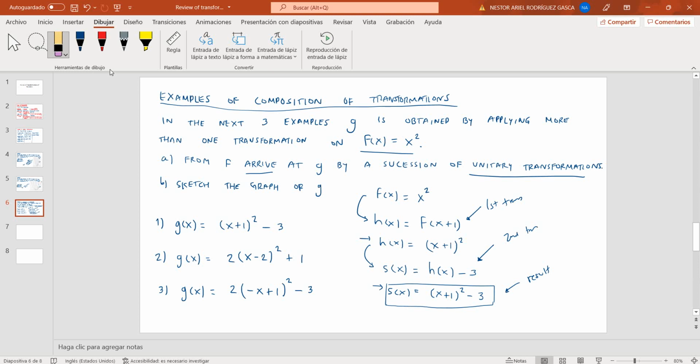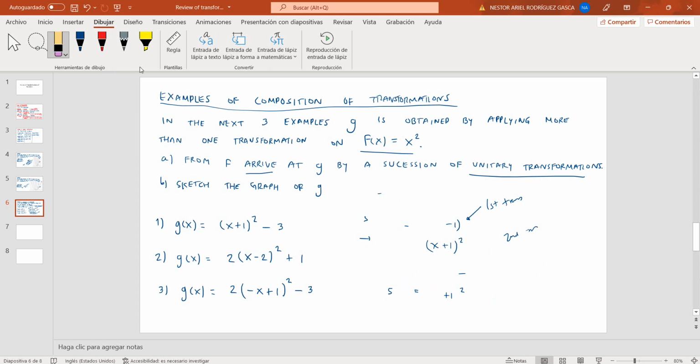And then b, sketch the graph of g. Once I know what this represents with respect to f, let me erase the whole thing. I already know what it means. So what does it mean? It means a horizontal translation to the left and then a vertical translation downwards. So what's going to happen is the following. This is my original function, and then I translate it to the left 1 unit. So 1, 2, and it's going to be like this.